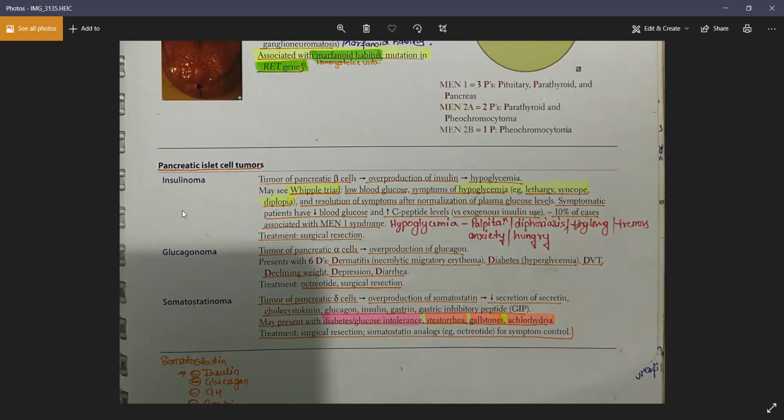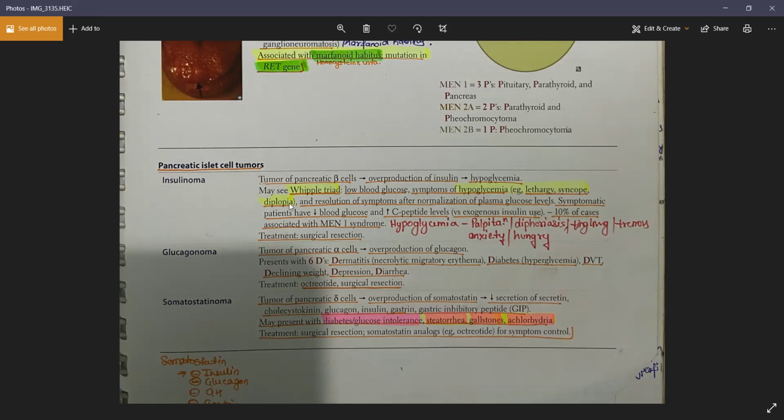Same cells that have high oxygen demand, like Purkinje cells. Yes, hippocampus, exactly. Step 1 can ask you this thing also. Whenever you have a hypoglycemic episode, the first center in the brain to be damaged belongs to the hippocampal cells or the Purkinje cells. Okay, it's very important to note that.